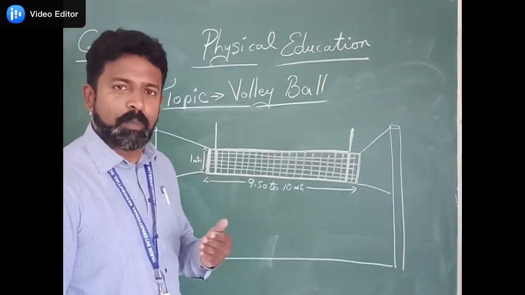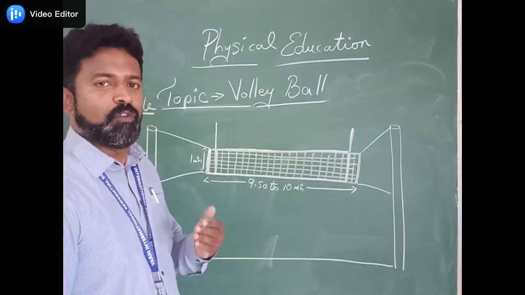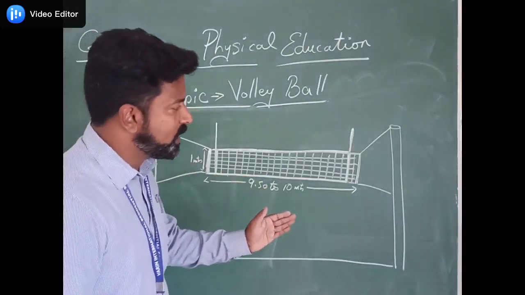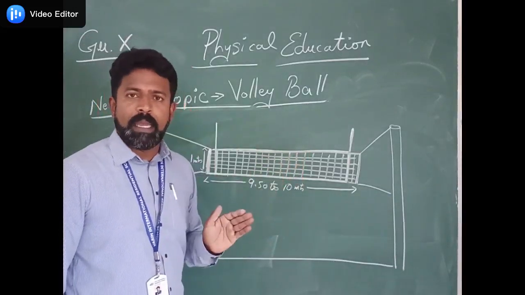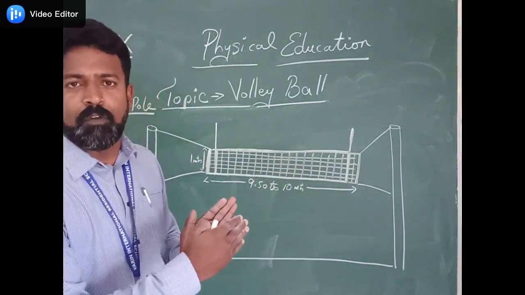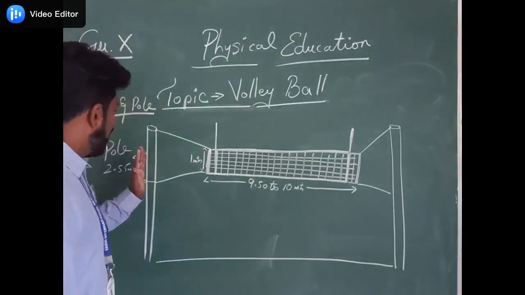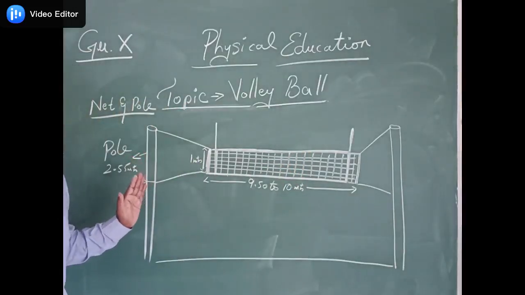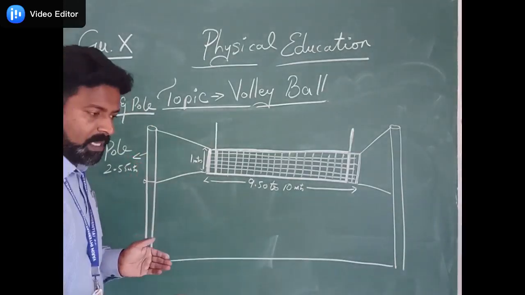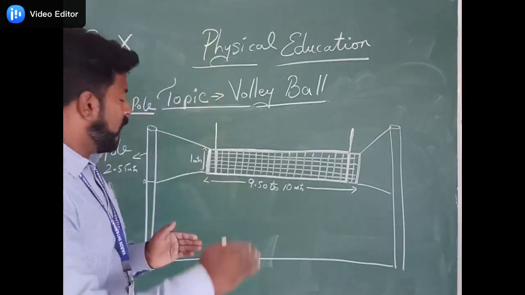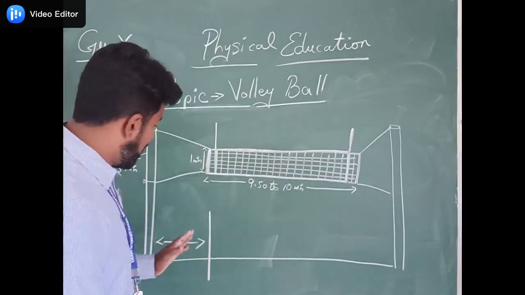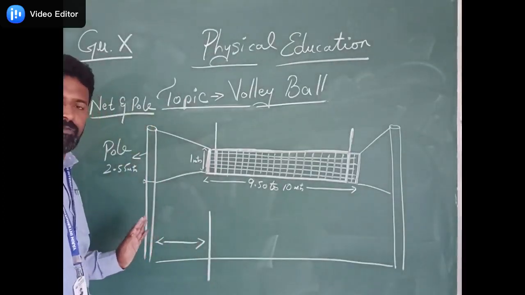The next subtopic in the rules and regulations of volleyball is net and pole. We will see the measurement of the pole and how far it is placed from the sideline of a volleyball court. The height of the pole in volleyball is 2.55 meters, from the ground level to the top.